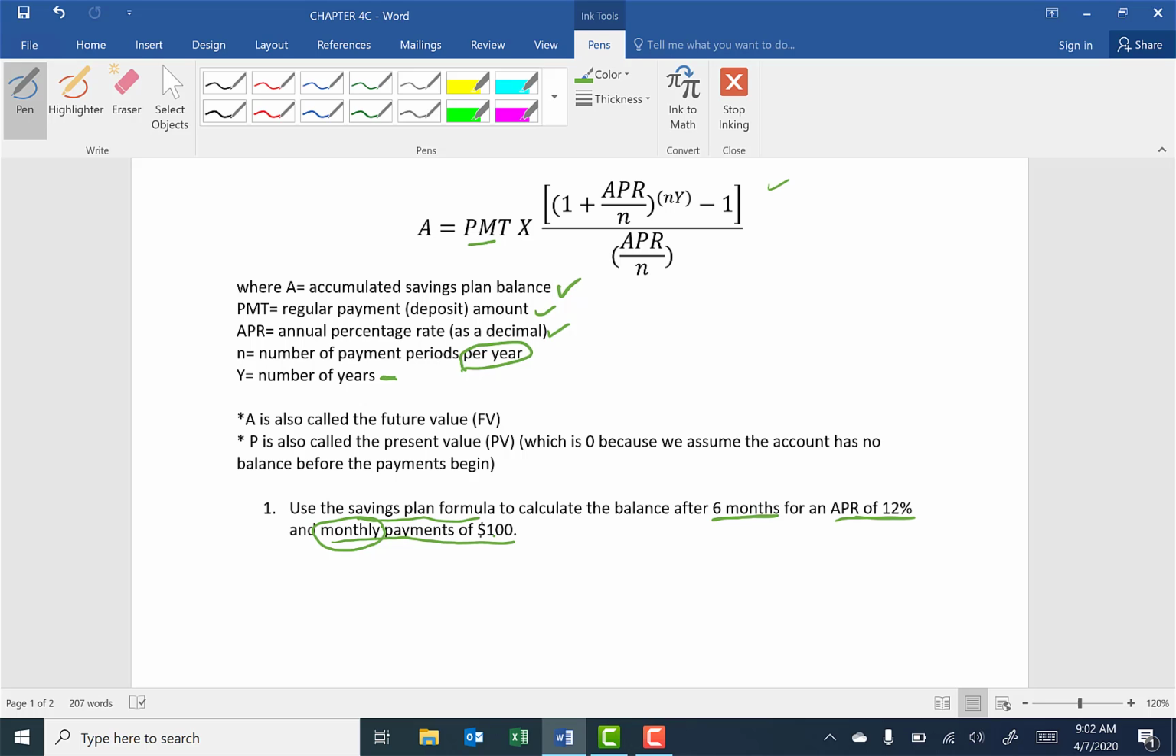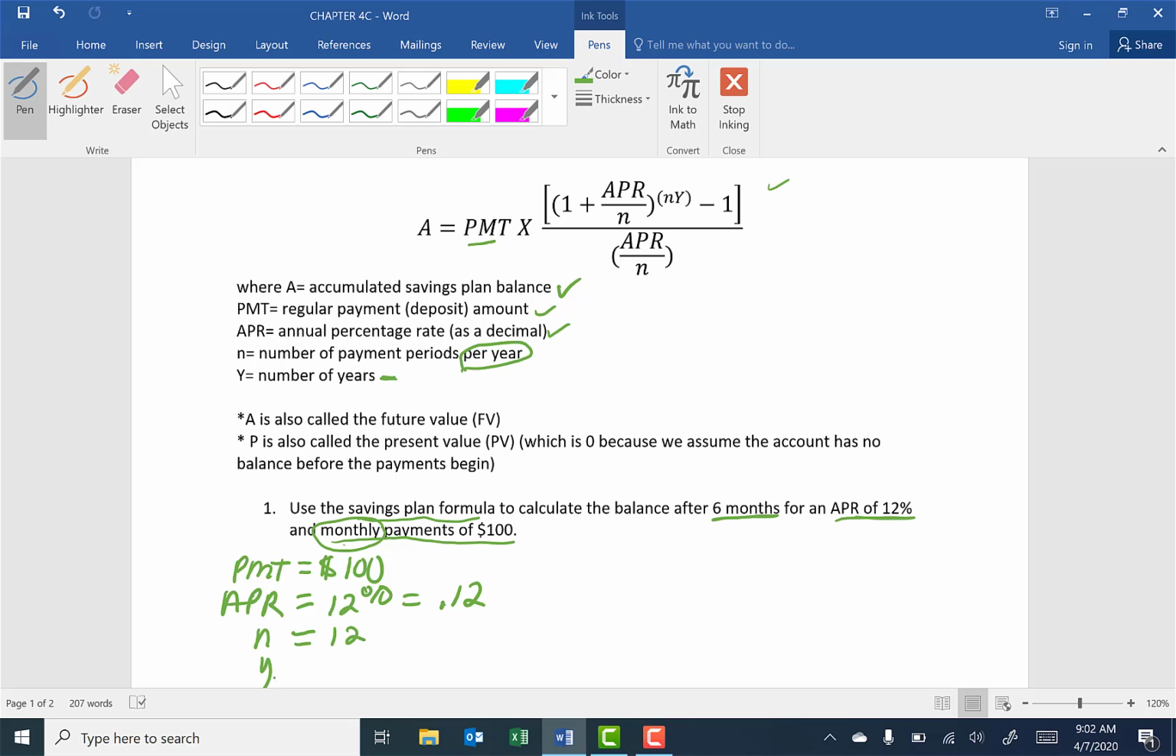So let's list them using our letters. PMT is equal to our monthly payment, which is $100. APR is our annual percentage rate, which is 12%, and we change that to 0.12. N is our number of times it's compounded, and that would be monthly, so N is 12. Anytime you see monthly, it's 12.